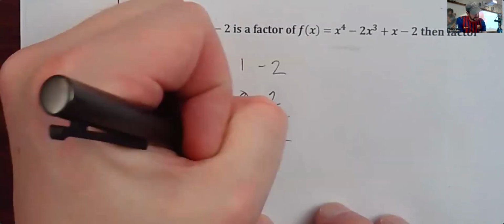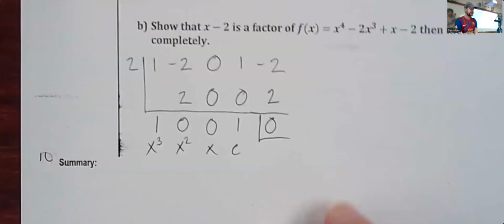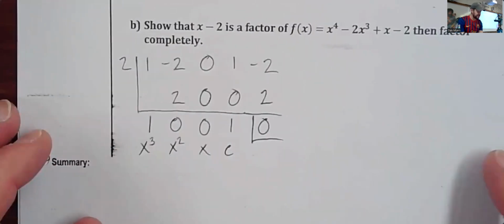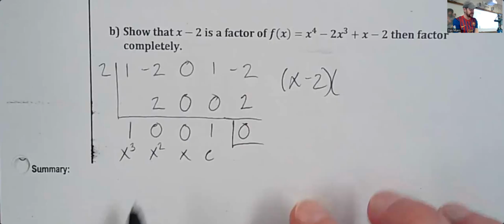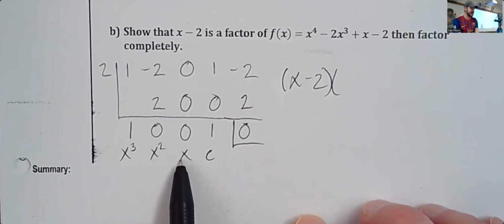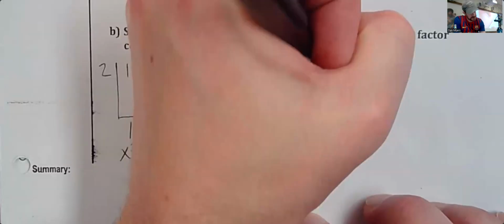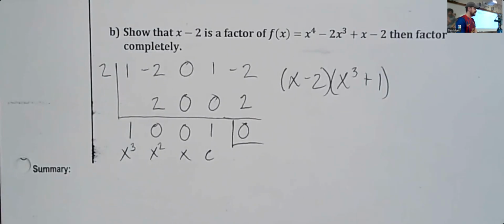So then we're going to have our constant, our linear, quadratic, our cubic. We're going to take our original thing that we divided by, which is x minus 2. And then we're going to multiply that by the answer of the division, which is x cubed plus 1, because x squared and x have coefficients of 0, so we don't need to worry about writing those. So x cubed plus 1. And that is the sum of cubes, isn't it? Sum of two perfect cubes.